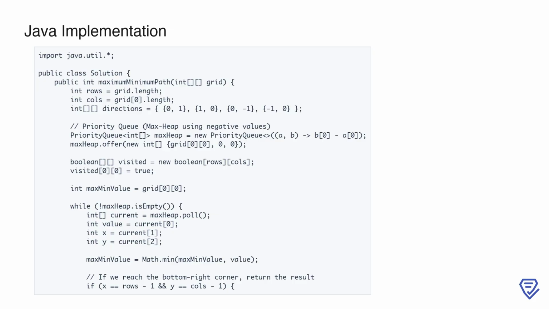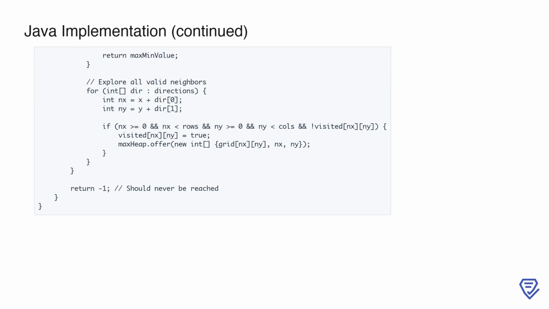If the current cell is the bottom right corner of the grid, we return max-min value, as this signifies the end of our path with the desired result. If we have not yet reached the bottom right corner, we proceed to explore all valid neighbors of the current cell. For each direction in the directions array, we calculate the potential new coordinates, NX and NY. We check if these coordinates are within the grid bounds and whether the cell has not already been visited. If both conditions are met, we mark the neighbor as visited and add it to the priority queue.